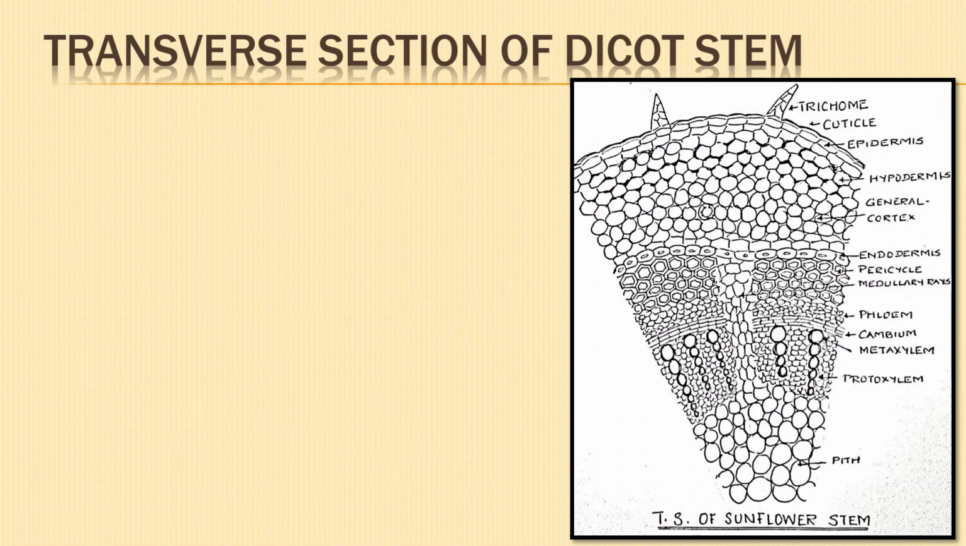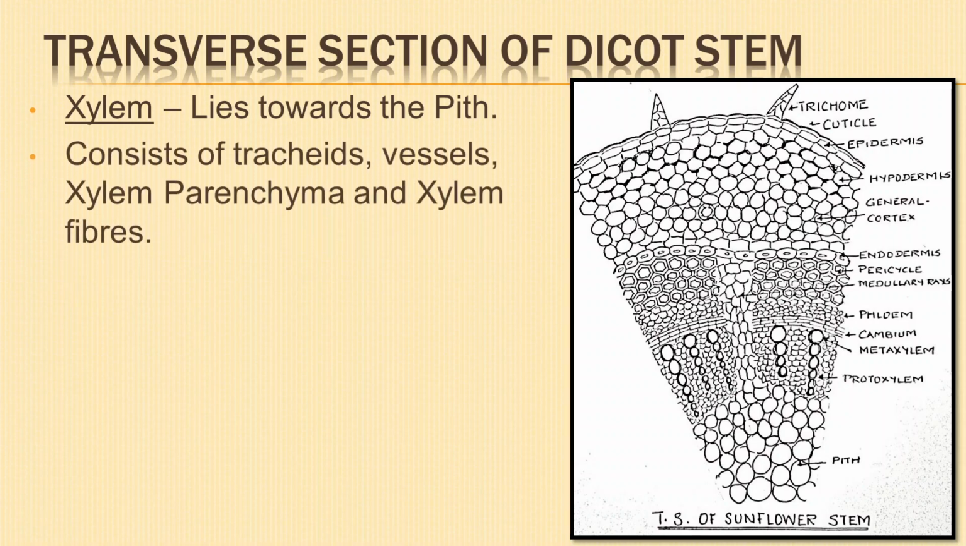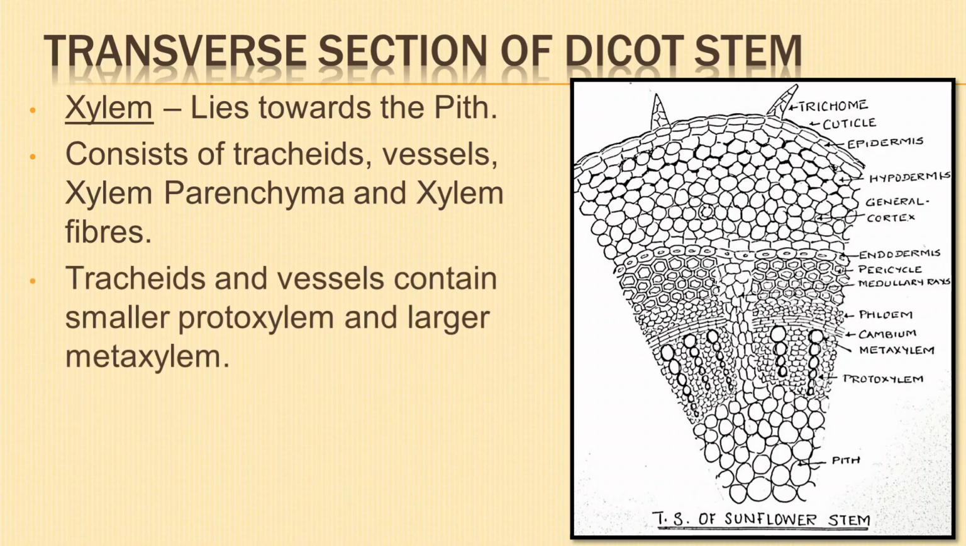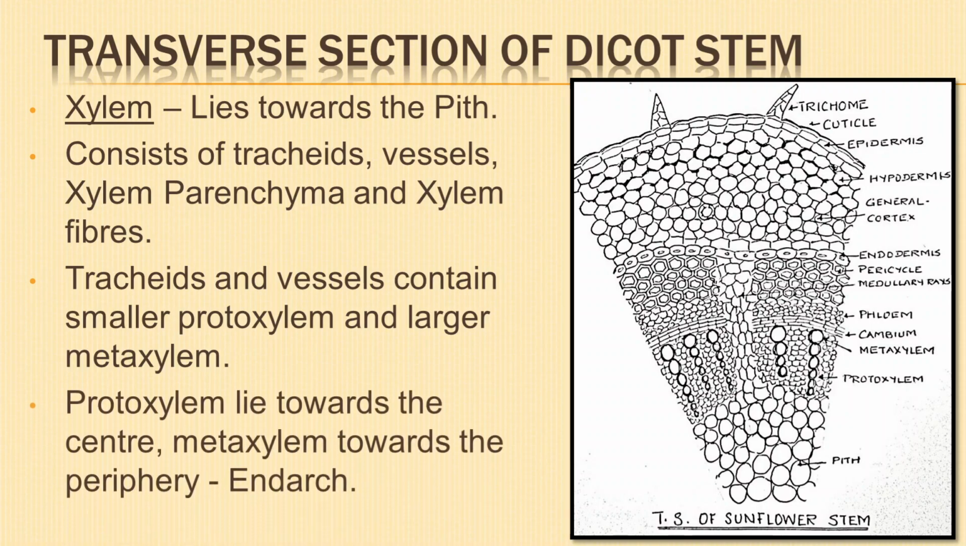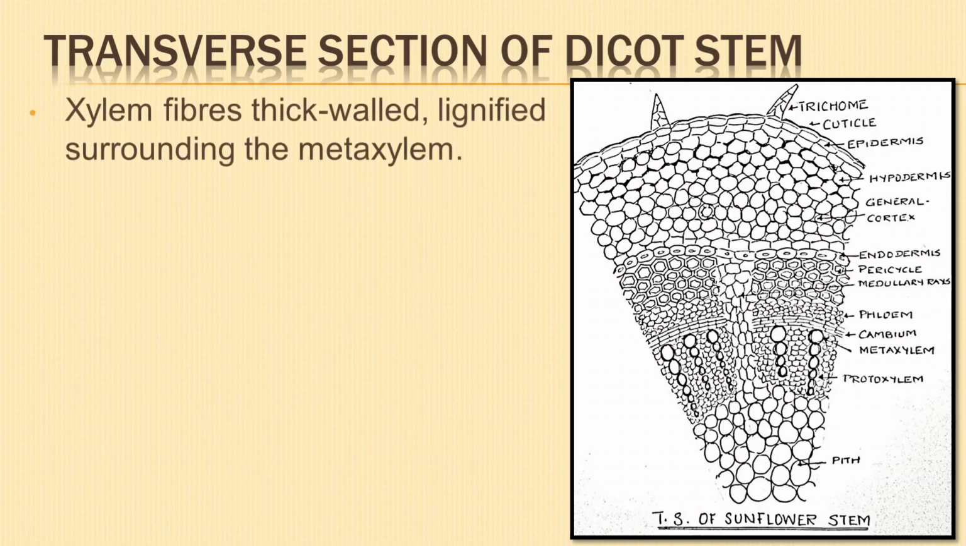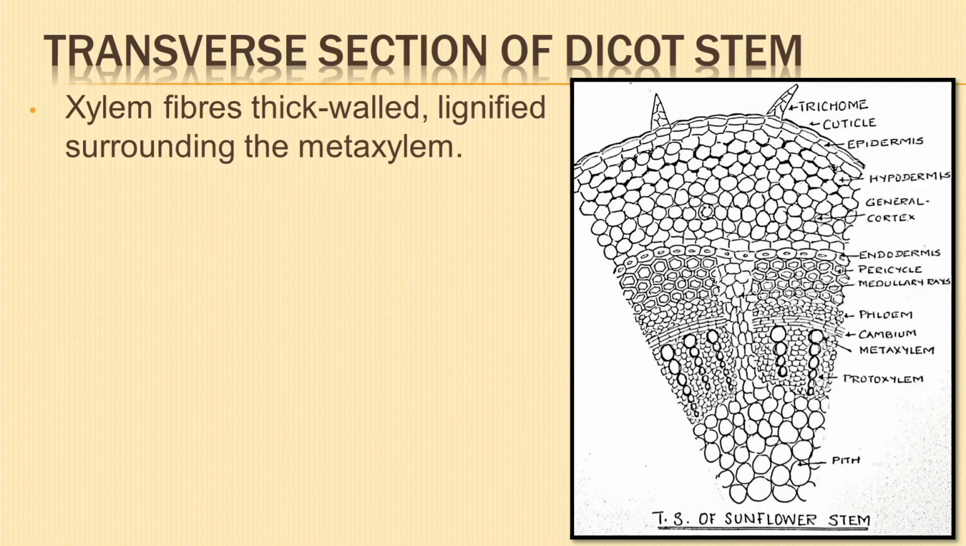Xylem lies towards the pith. It consists of tracheids, vessels, xylem parenchyma and xylem fibers. The tracheids and vessels are composed of smaller protoxylem and larger metaxylem. The protoxylem lie towards the center, while the metaxylem lie towards the periphery, and hence the xylem is said to be endarch. Xylem fibers are thick-walled, lignified cells surrounding the metaxylem.